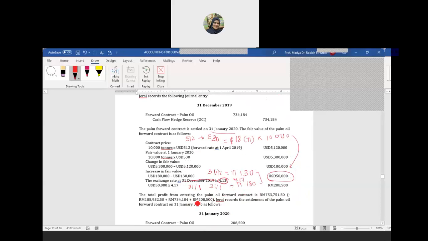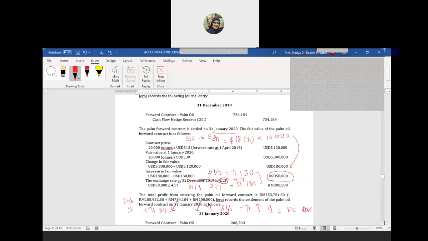Okay, so the total profit when entering the palm oil contract here will be 753,751. The first one, on 30th of June, you have a loss. And then plus the gain that you have on 31st December, and then the gain that you have on 31st of January. So the total amount that you have here is 753,751. So your gains are higher than your loss, so you're going to have the forward contract as your asset.